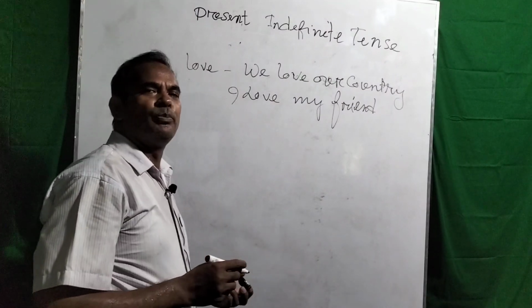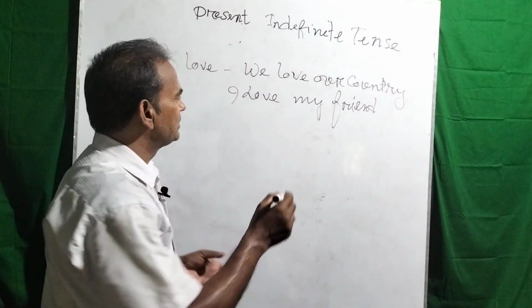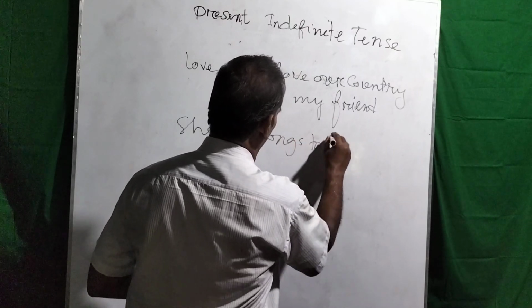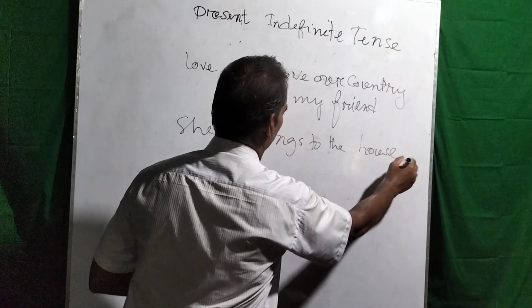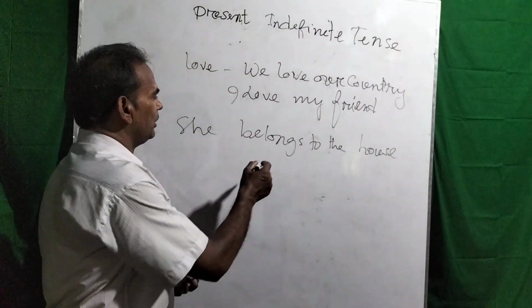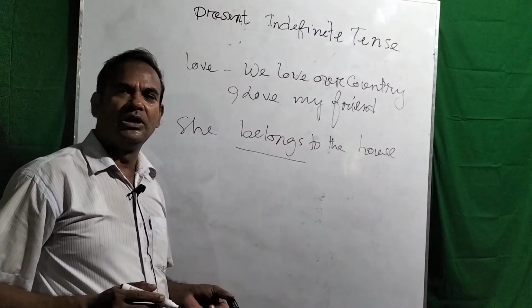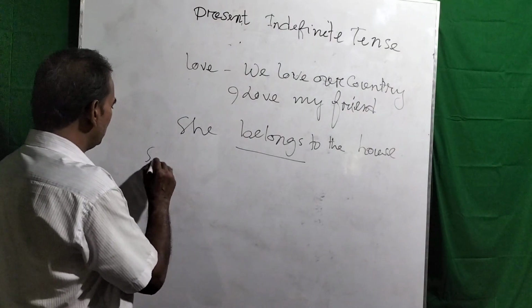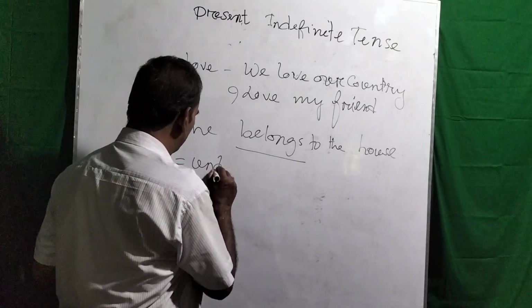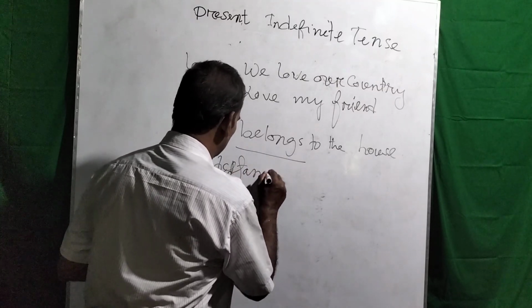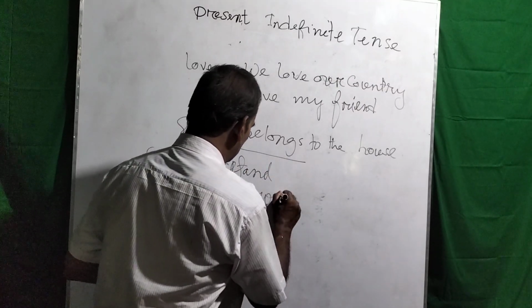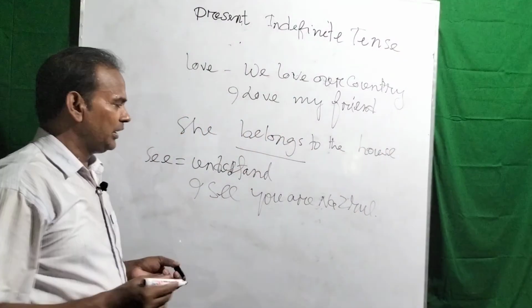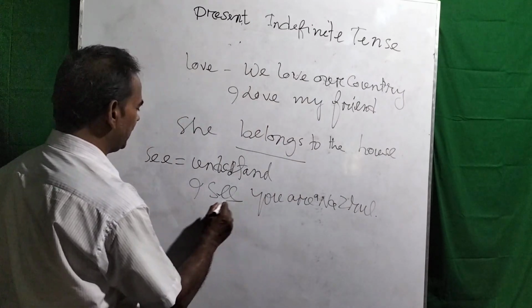And verbs of possession become present indefinite tense. Suppose, she belongs to the house. She belongs to the house. That means she is the owner of the house. Okay, this is the verbs of possession, and we can use see in the meaning of understand. Suppose, I see you are Nozrul. Here I can tell you that I understand you are a Nozrul. So see means understand.